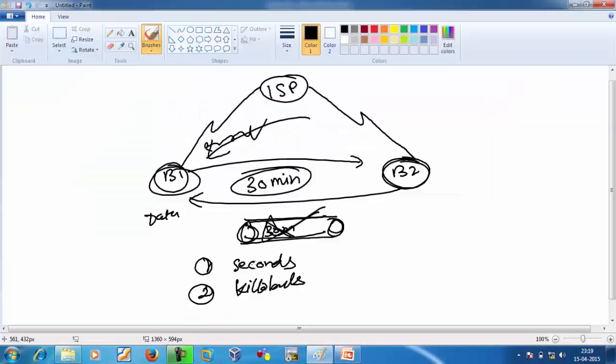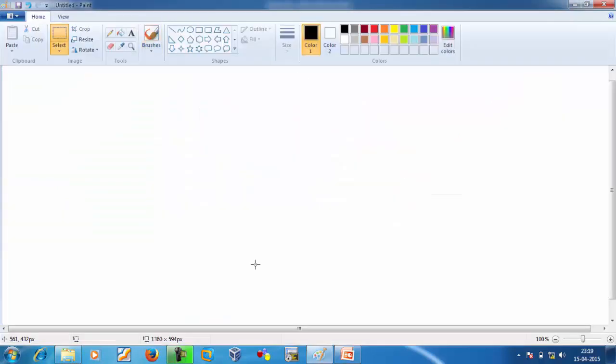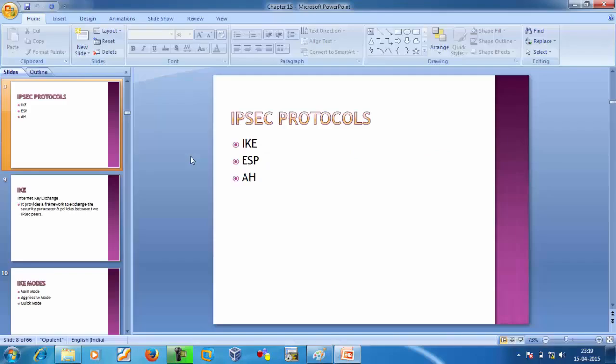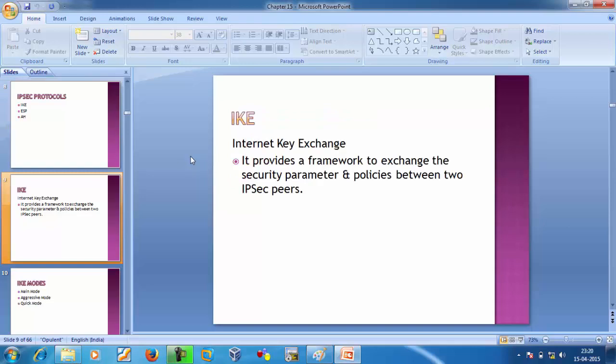Okay, next one is here when we are talking about IPSec. IPSec is a terminology which provides us four features: confidentiality, integrity, data origin authentication, and anti-replay. But here, when we talk about IPSec terminology, which protocols are used by IPSec? They are in front of you. First one is IKE, second one is ESP, and third one is AH.